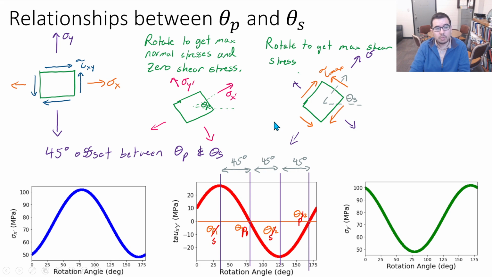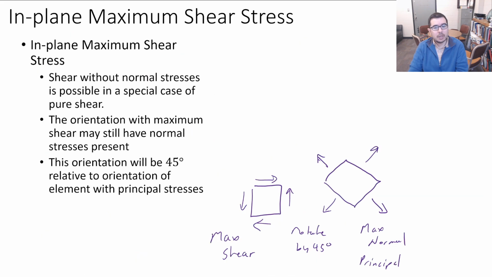Okay, so like we just said, yes, there's a 45 degree offset between the theta P and theta S, or in other words, between the in-plane principal stresses and in-plane maximum shear stresses. So here are some additional details, kind of repeating the same thing. That is, if you have maximum shear and you rotate by 45 degrees, you can have maximum normal, or principal stresses, okay?